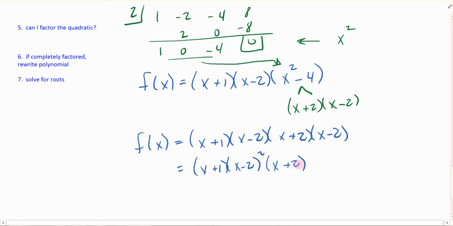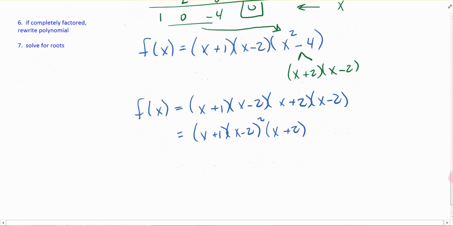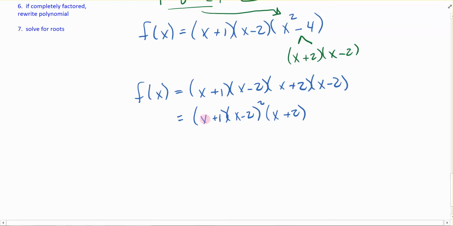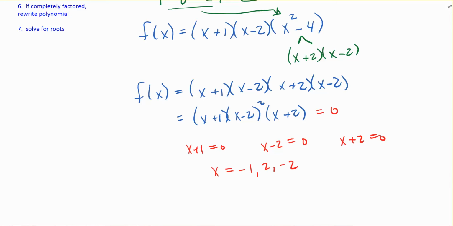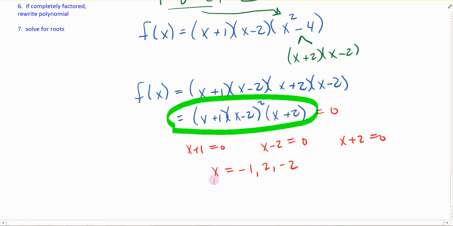So these right here are the real roots of my polynomial function in its factored form, and I could then set each of these equal to 0 and solve for each one, giving me x plus 1 equals 0, x minus 2 equals 0, x plus 2 equals 0, or in other words, negative 1, positive 2, and negative 2. So not only did we find the polynomial function in its factored form, but we also found the roots to this function as well.